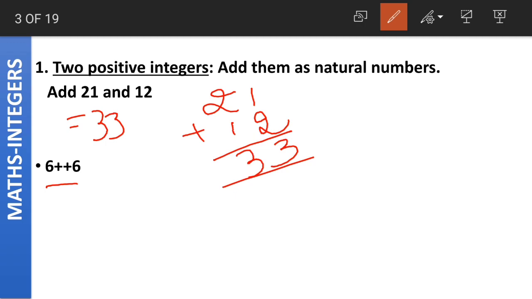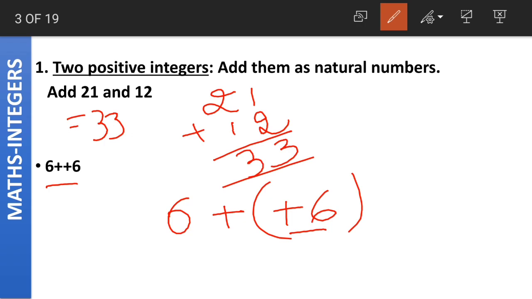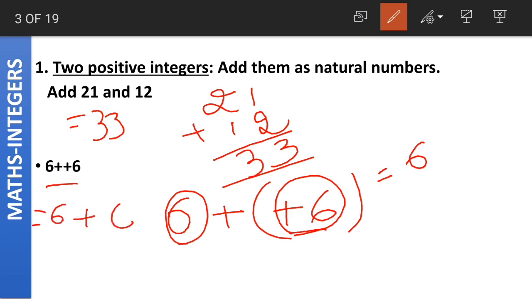And coming to the second example, 6 plus 6. Again, this was a doubt asked by one of the students in the live chat, so I have taken up this question from there. 6 plus 6 means nothing but we are having two positive integers, which is 6 and the other one is plus 6. As I said earlier, plus 6 is equal to 6 only. So we can simplify this and write it as 6 plus 6. Now what is the answer for 6 plus 6? 6 plus 6 is equal to 12. So two positive integers is nothing new for us. We just add them as natural numbers.